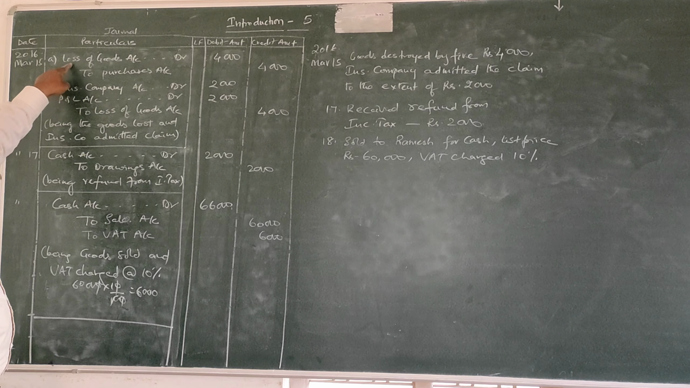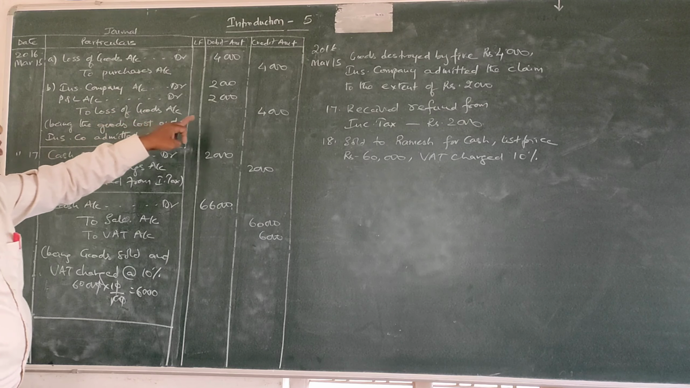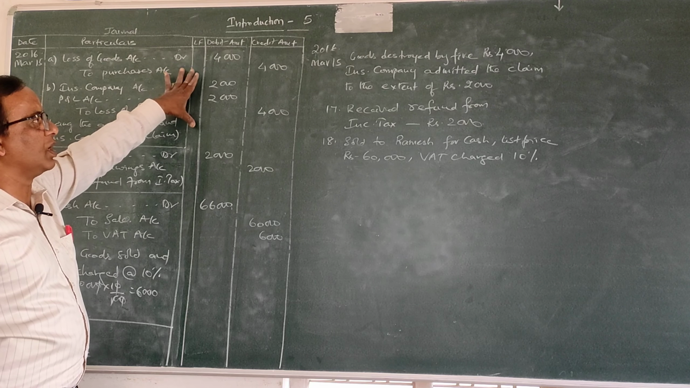Then this particular account which you debited earlier in this entry, you are going to credit it here. So you are going to write insurance company account debit, profit and loss account debit, then again to loss of goods account 4,000. Okay, so this is how we are going to write the entry for loss of goods there.